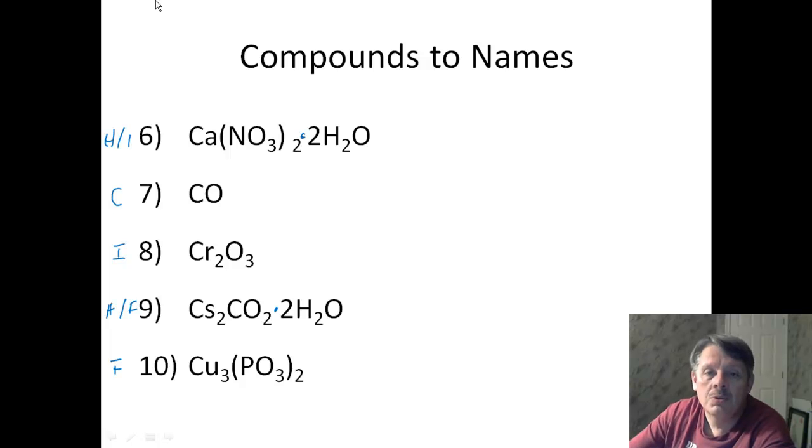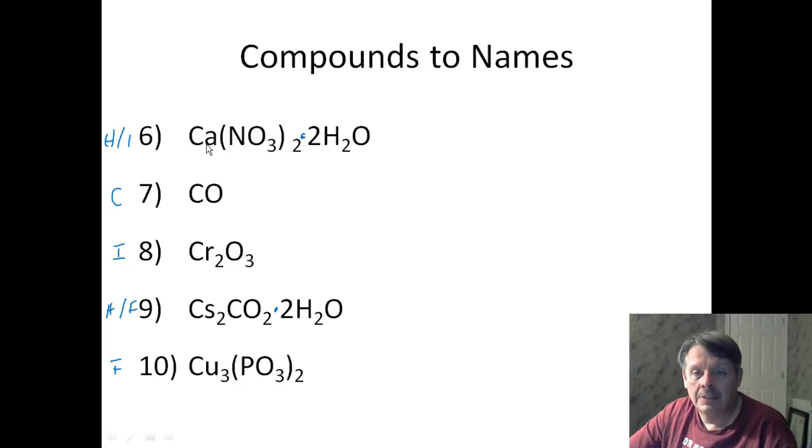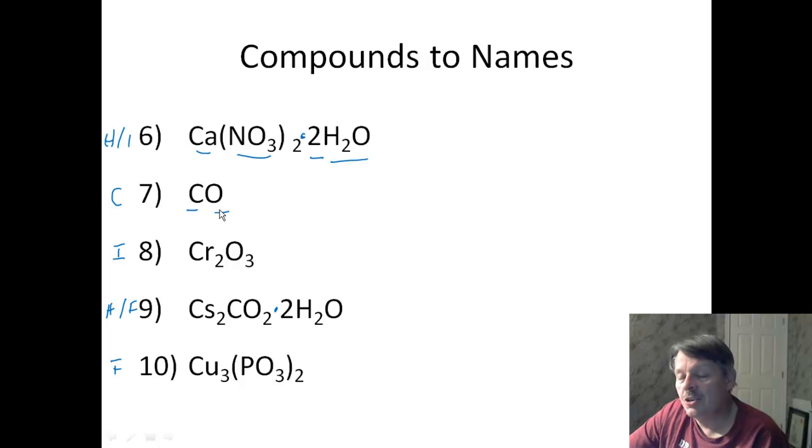So let's go and do this. Your first one, and by the way, guys, I'm doing these live, so if I make a mistake, I'm not using notes, I'm just doing them live. So this is calcium. NO3 is nitrate. So this is calcium nitrate dihydrate. Calcium nitrate dihydrate. Number 7 is covalent, so it's simply carbon, and there's one oxygen. It's not carbon oxide, it's carbon monoxide. You'll always have to put a prefix before the second word.